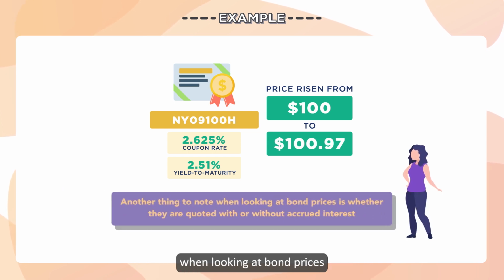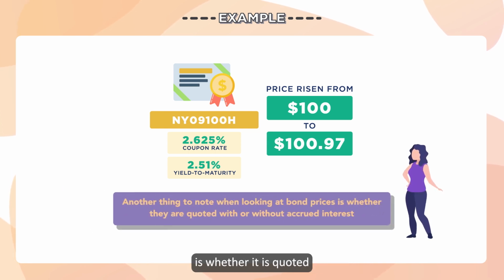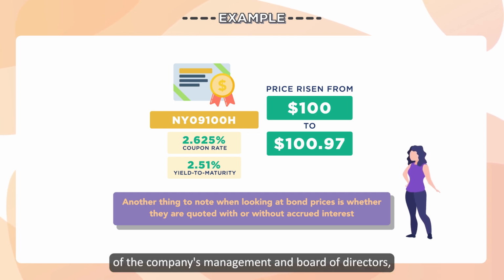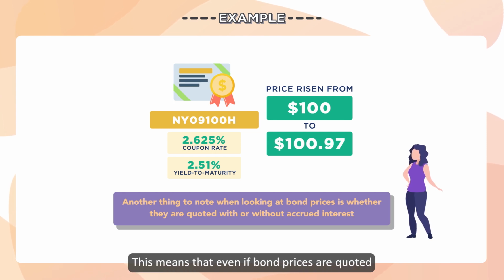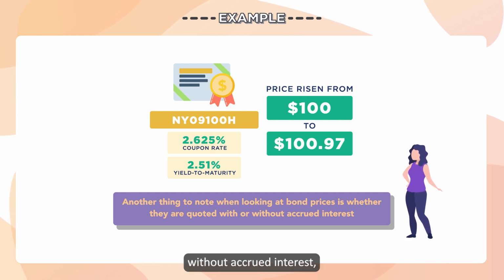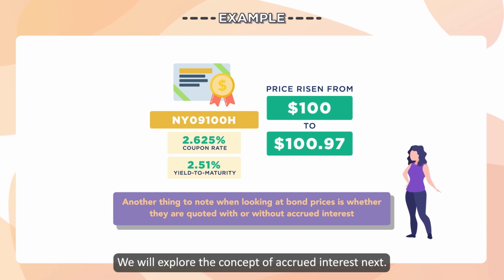Another thing to note when looking at bond prices is whether it is quoted with or without accrued interest. Unlike shares, which pay dividends only at the discretion of the company's management and board of directors, bond issuers are obliged to pay the contracted coupons on fixed coupon dates. This means that even if bond prices are quoted without accrued interest, the interest will be accrued and paid to the seller up to the date when the bond is sold. We will explore the concept of accrued interest next.